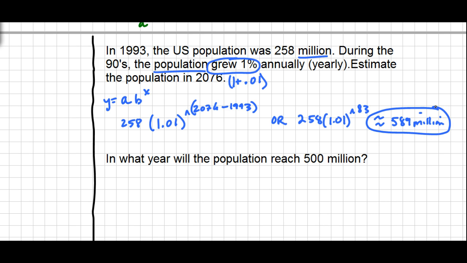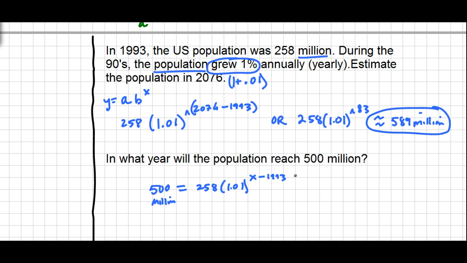Now let's talk about how we would answer the follow-up question. In what year will the population reach 500 million? So now we're trying to get to 500 million from the equation that we were already using, but now the time is the unknown. Remember that the time is going to be in years, so we'll need to add that back to 1993 when we're all done. So really it's going to be what minus 1993 to help us figure that out.